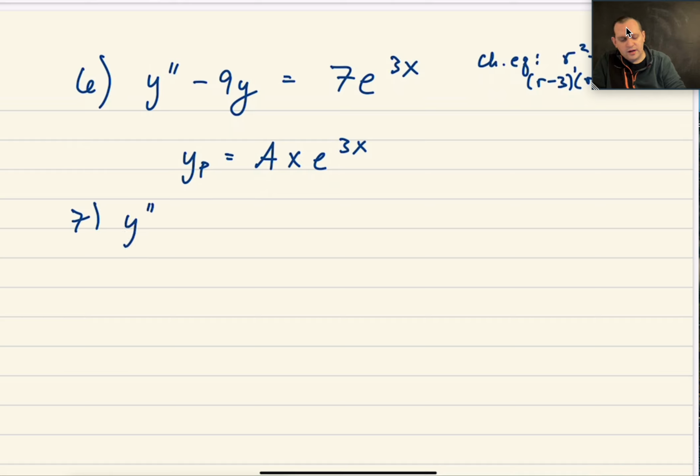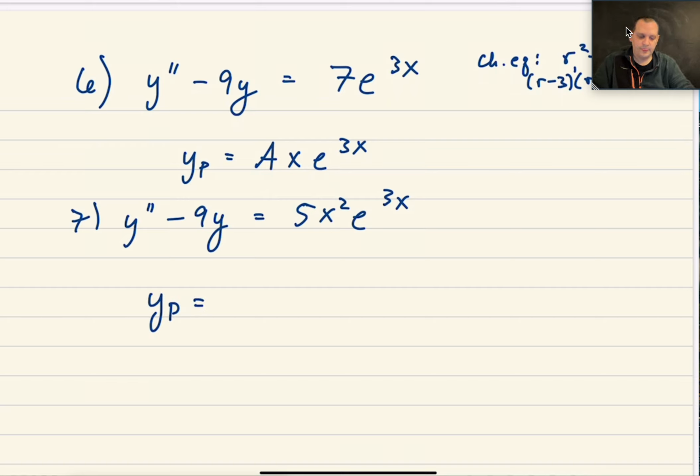If we were to have y double prime minus 9y equals, let's say, 5x squared e to the 3x, then something similar would happen to before. So again, this 3 here, we need to think about that e to the 3x is appearing in the complementary solution, and it does. It's a solution to the characteristic equation of multiplicity 1, like we said before.